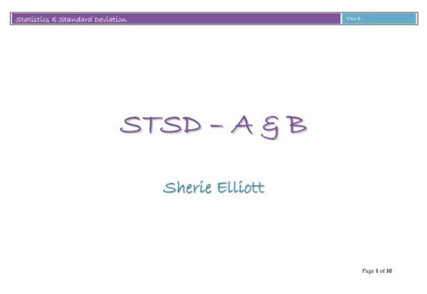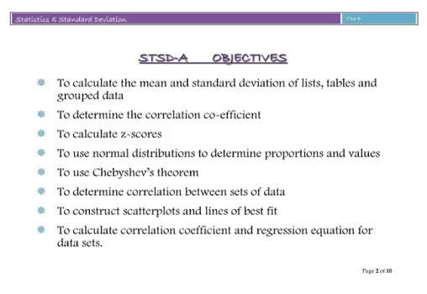This video is the first for the STSD Statistics and Standard Deviation module, and we're looking at sections A and B. So to begin, let's look at the objectives of the module. Firstly, to calculate the mean and standard deviation of lists, tables and group data, to determine the correlation coefficient, to calculate z-scores, to use normal distributions to determine proportions and values, to use Chebyshev's theorem, to determine correlation between sets of data, to construct scatter plots and lines of best fit, and to calculate correlation coefficient and regression equation for data sets.